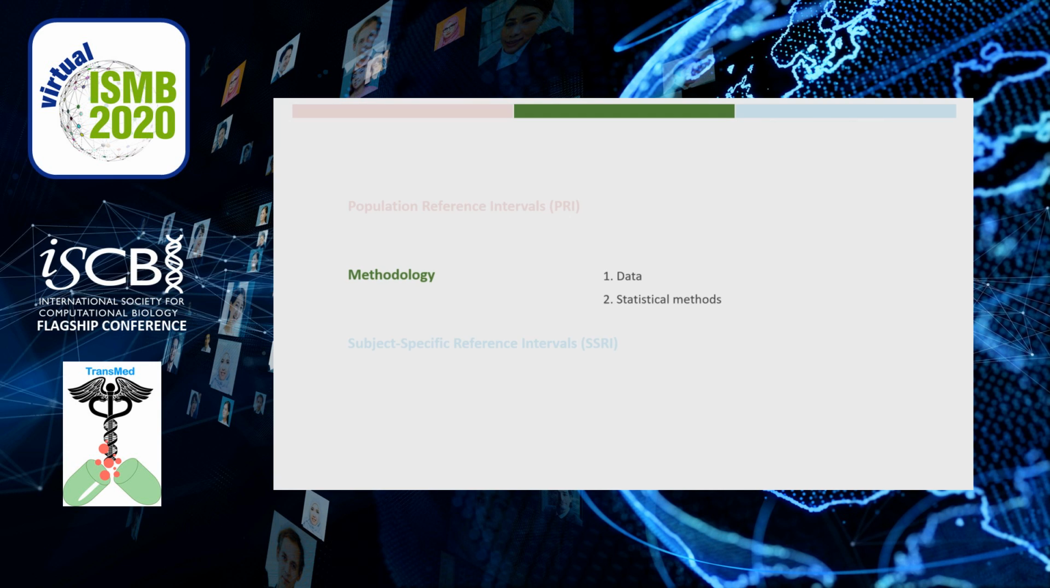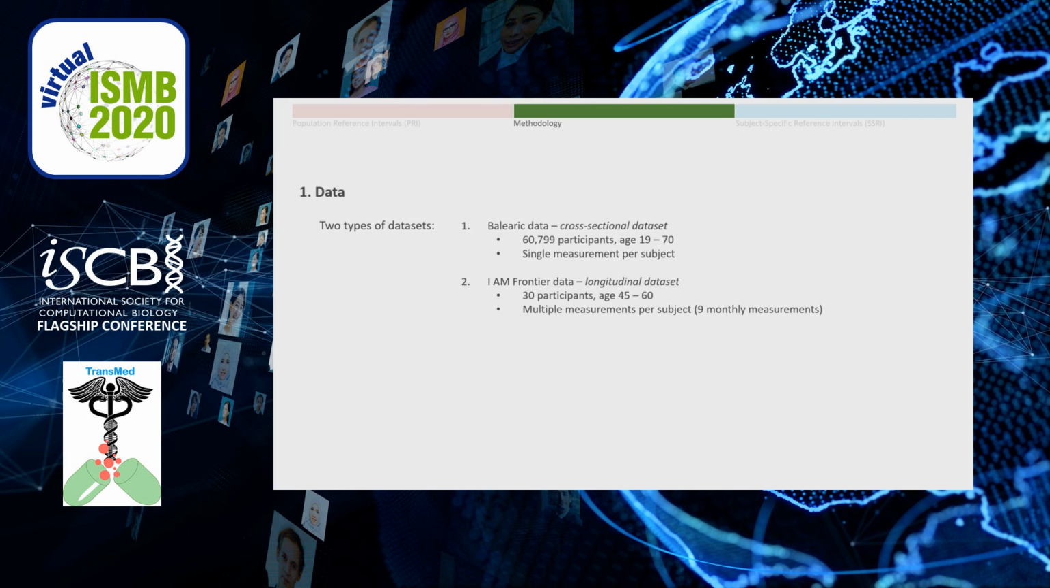The methodology includes the explanation of the data and statistical methods. This research uses 2 types of datasets. The first is the Balearic data, which comes from a study in the Balearic Islands, Spain, and this is a cross-sectional dataset that was only measured at one time point. It consists of several clinical and physiological measurements of 60,000 participants with ages ranging from 19 to 70 years old.